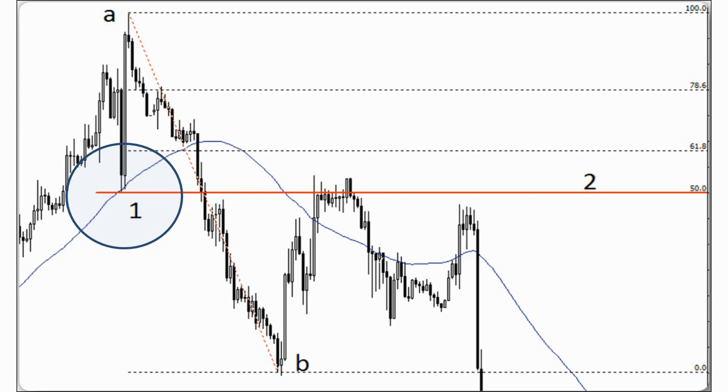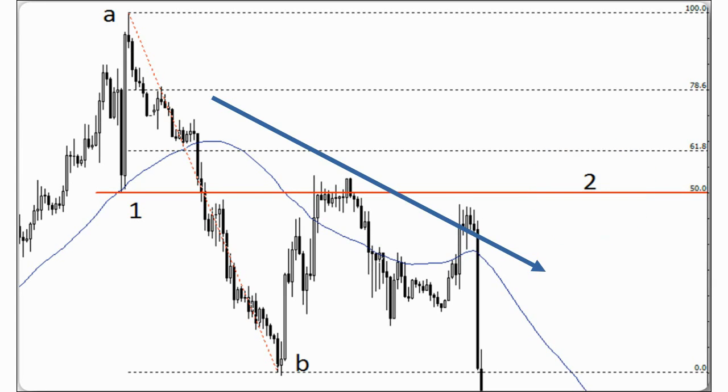The red line represents a price area that once supported price in the past. Number two is the 50% retracement level, which just happens to coincide exactly with that former support area. Now you can clearly see that price rallied from B right to that area. The moving average is pointing down. It's going to give you an objective trend direction to take a trade.